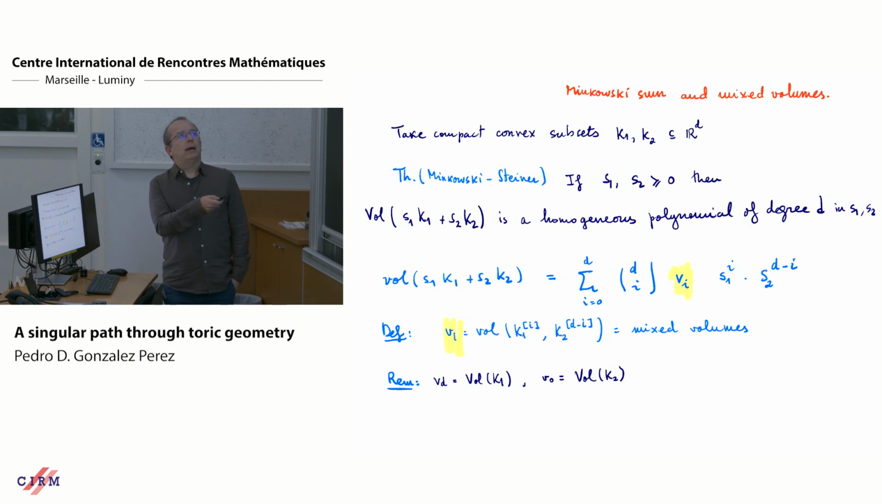The coefficients are indexed by i and d minus i in such a way that we have the quasi-homogeneous relation which naturally holds in this case. And in this situation, V_d is the volume of the first one, and V_0 is the volume of the second one.